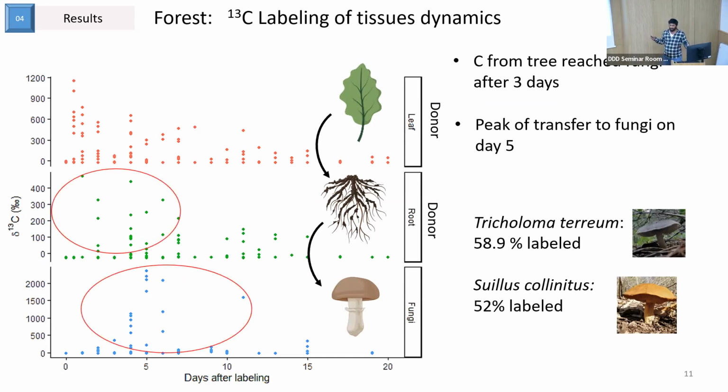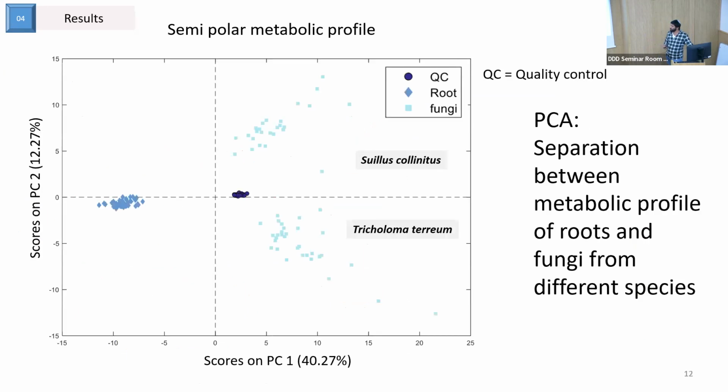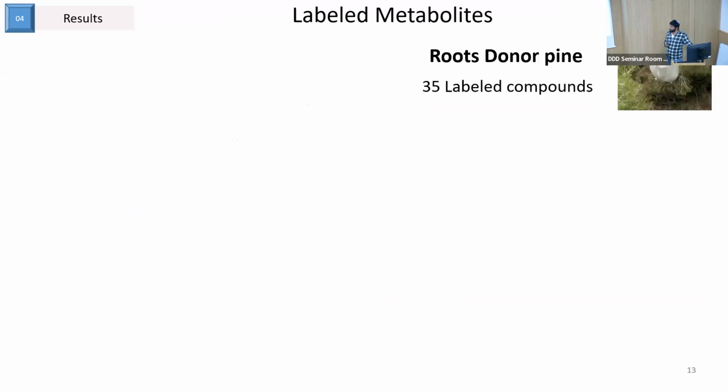So, okay, really exciting. So we collected the tissue with the highest labeling, and we sent it to metabolomic analysis. Here we see a PCA showing the metabolic profile of the different tissues, and we see already separation between, first of all, the metabolic profile of roots and of fungi, and also of the fungi from different species. So this is why we decided to treat each fungus separately in this analysis.